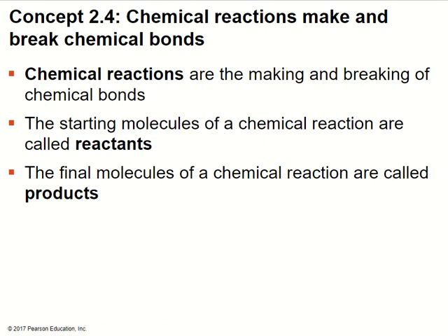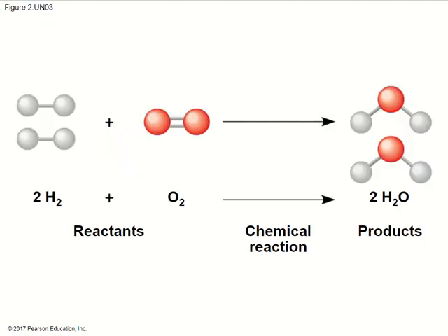Chemical reactions are the making and breaking of chemical bonds. The starting molecules of a chemical reaction are called reactants. The final molecules of a chemical reaction, or what are made after the fact, are called products. Usually a chemical reaction is written as the chemical formula of each reactant, which may be one or multiple, and then an arrow that points to the right, which means yields, and then the chemical formula of the products.